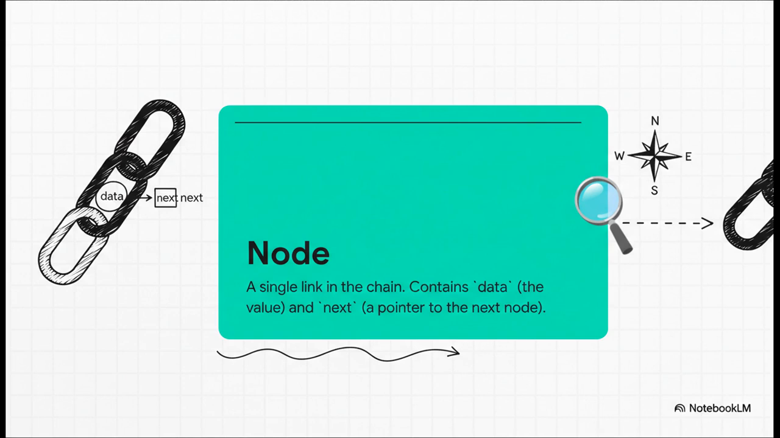So, every single link in this chain is called a node. And honestly, a node is just brilliantly simple. It really only has two jobs. First, it holds some piece of data. Could be a number, a name, pretty much anything. And second, it holds that all-important next pointer. You can think of it like a signpost that points you directly to the very next node in the line. That pointer, that's the magic glue holding this whole thing together.